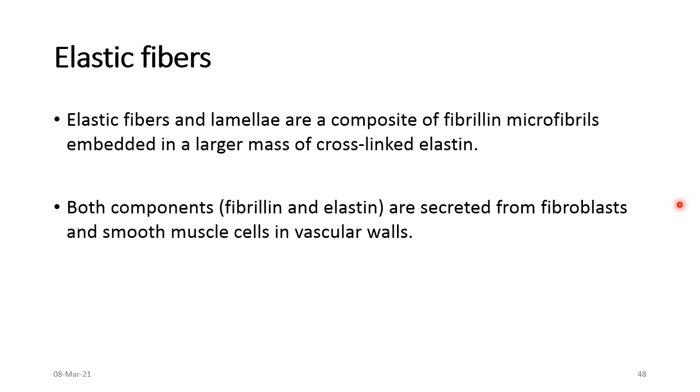Both components are secreted from fibrillar and elastin are secreted from fibroblasts and also the smooth muscle cells in the vascular walls. زي ما شفنا في wall of the aorta في الصورة اللي فاتت في elastic fibers وعاملة elastic lamella. فالcomponents بتاعت elastic fibers بيحصل لها secretion من الفايبروبلاست ومن ال smooth muscle cells in the vascular walls. تمام, من الفايبروبلاست في connective tissue ومن ال smooth muscle cells in the vascular walls. تمام.